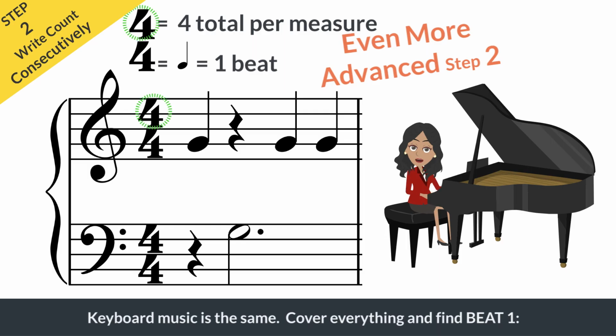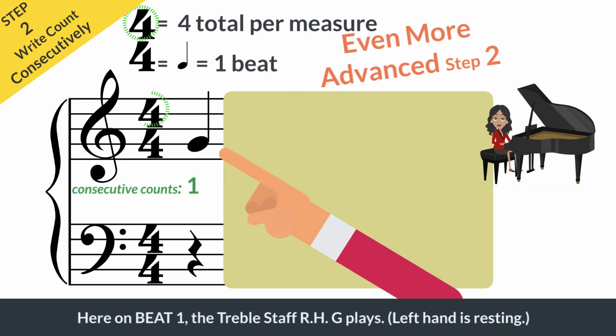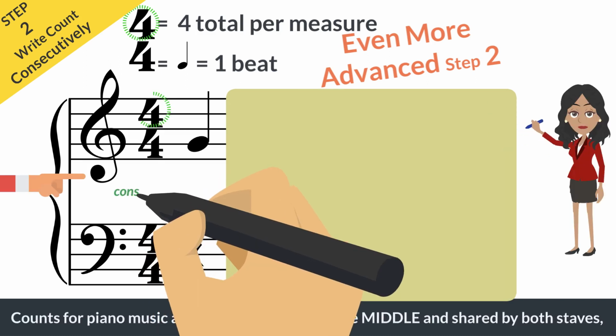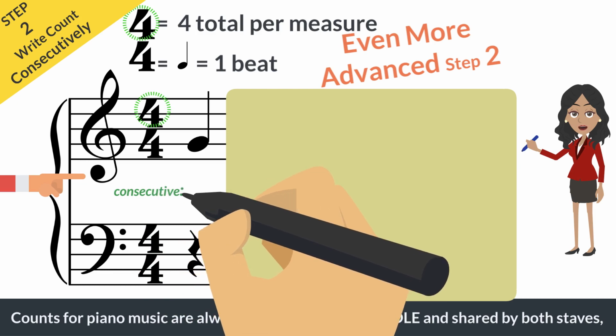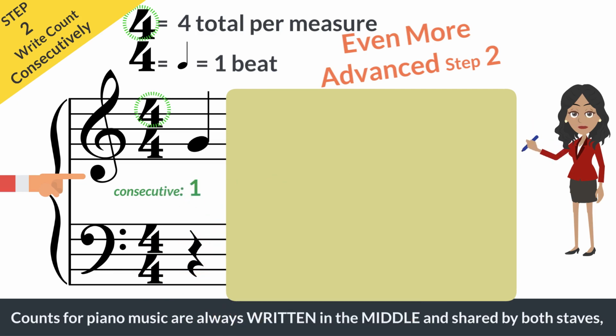Keyboard music is the same. Cover everything and find beat 1. Here on beat 1, the treble staff, right hand G, plays. Left hand is resting. Counts for piano music are always written in the middle and shared by both staffs.